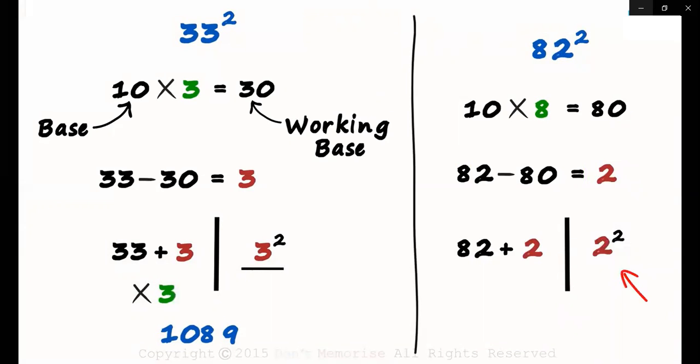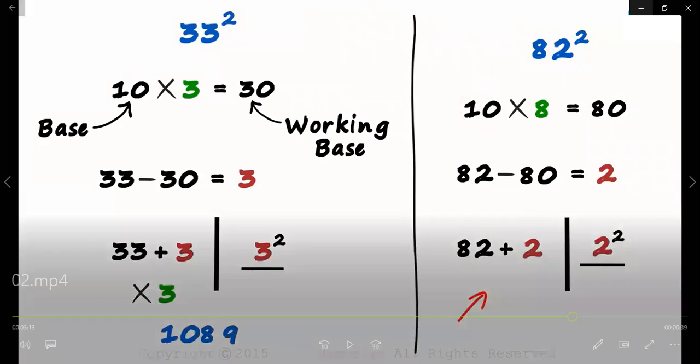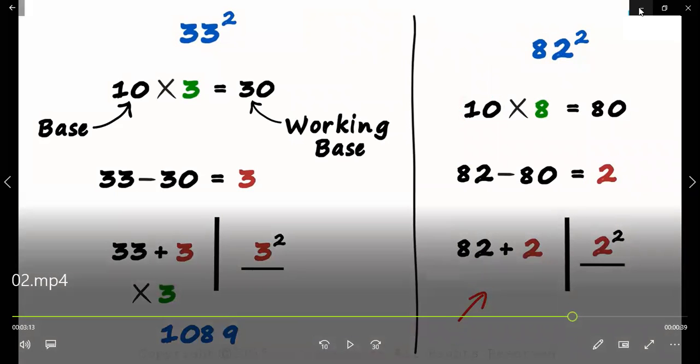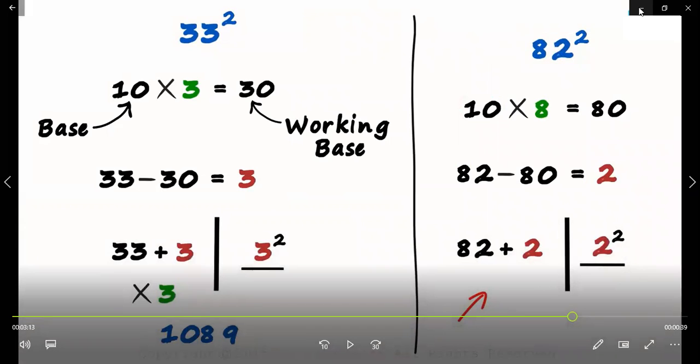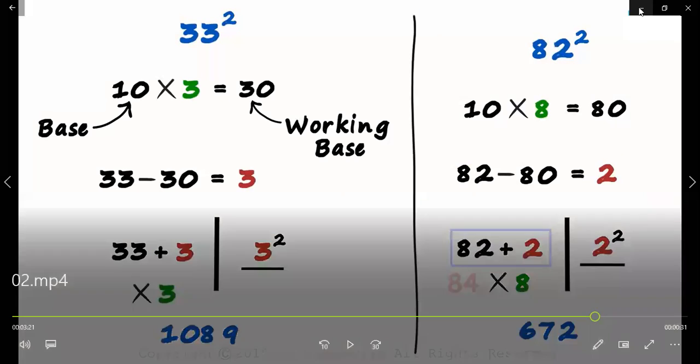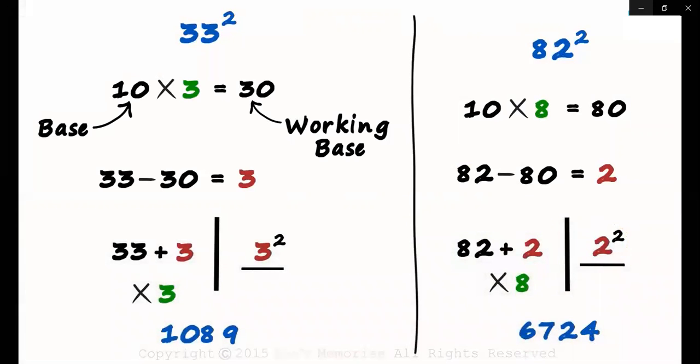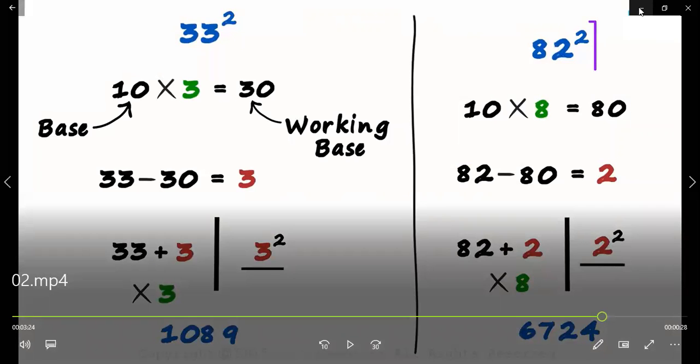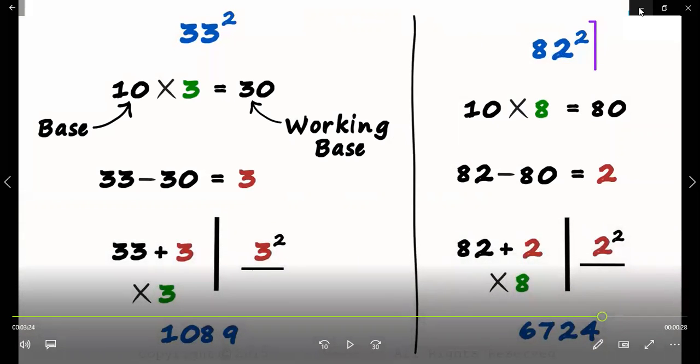The number of digits on the right will be equal to the number of zeros in the base. Only one 0 is there, that's why only one digit, right? The most important step is to multiply this 82 plus 2, the whole value 84, with 8 over here, because we are multiplying 8 with the base to get the working base. So 84 into 8, we got 672, and we write one more digit on the right-hand side, because there is only one 0 in the base, as the base is 10. In this way we got the square of the number 82 as 6724.